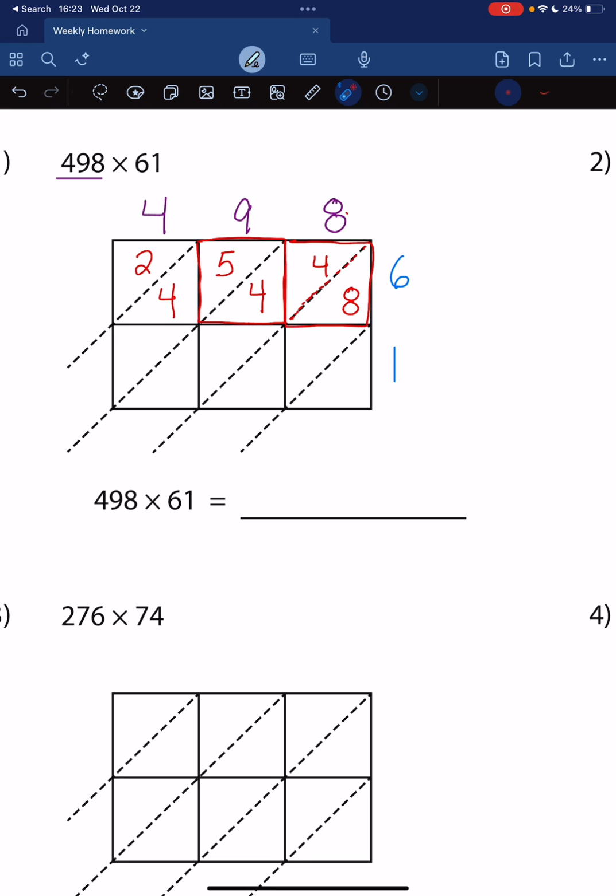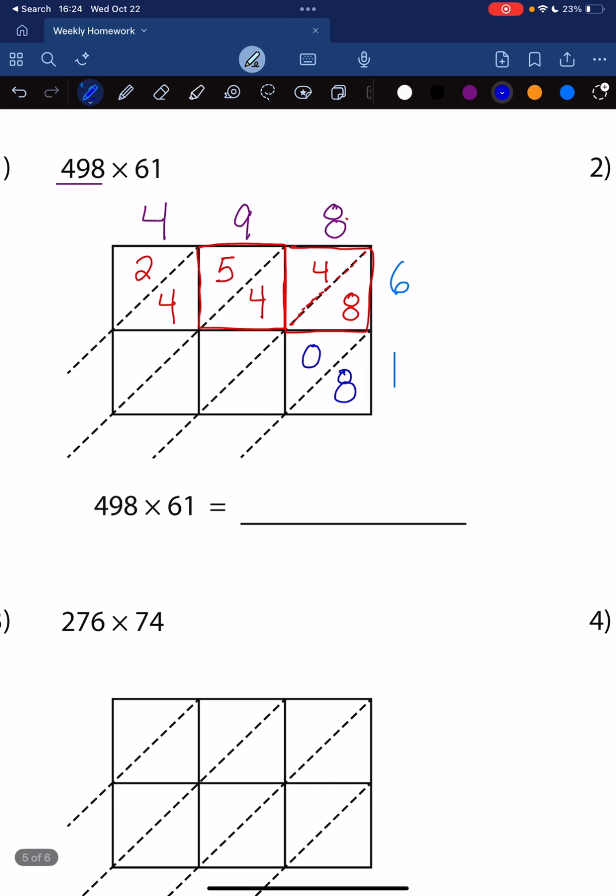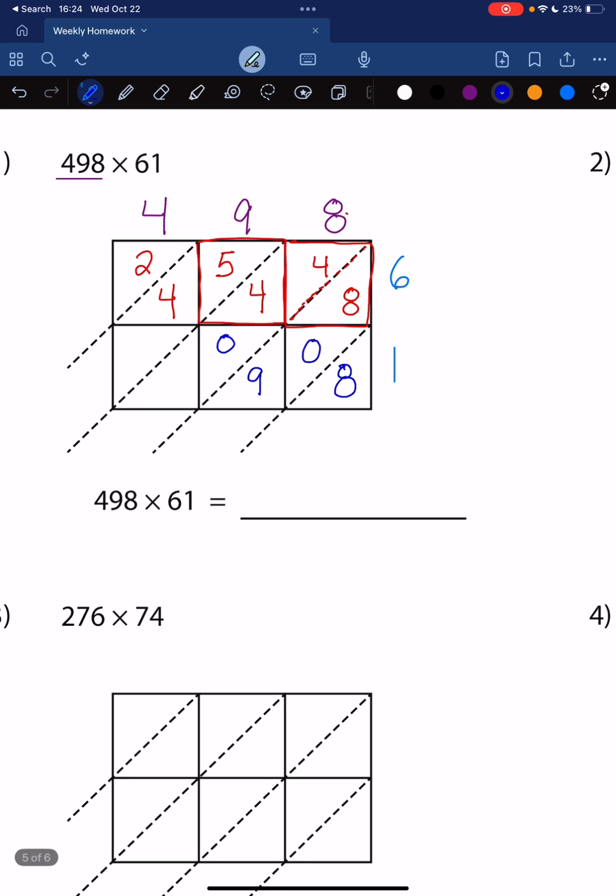And 8 times 1, as we know, is 8. So when I write out 8, I only have 8 ones. There are no tens. So for my tens, I will put a 0. I have nothing in that place. And I will put an 8 right here. Okay? All right. And then 9 times 1 here. 9, kind of the same, right? So 0, 9.